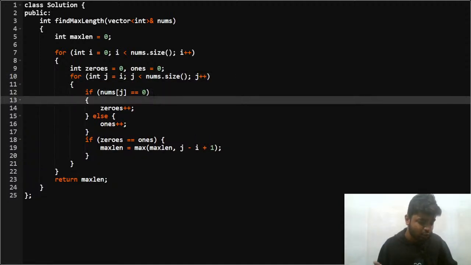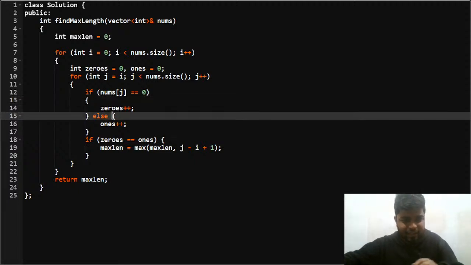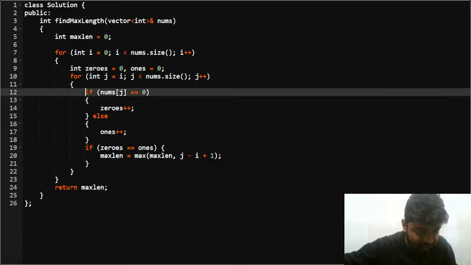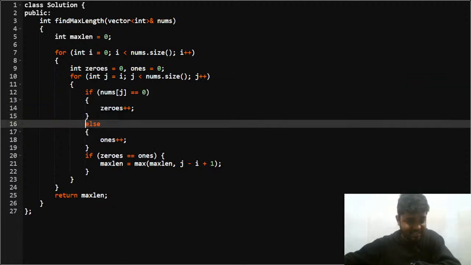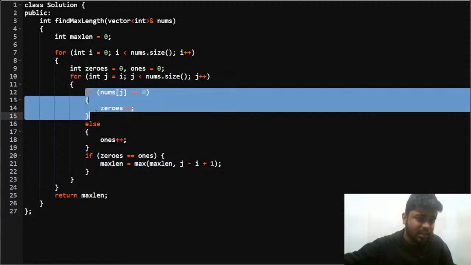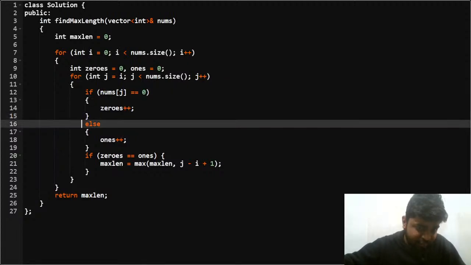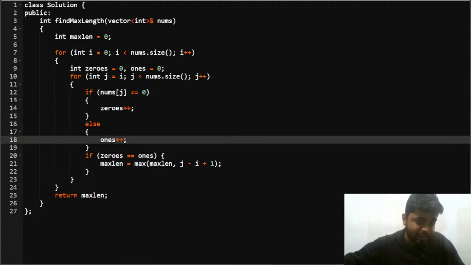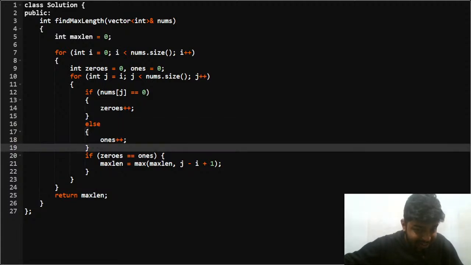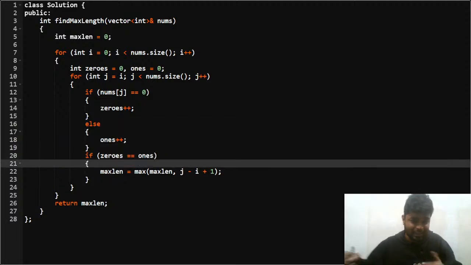You can do this in n cube as well, but n square is better, so why not n square? So if the current number, nums of j, is 0, then you do zeros plus plus and increment the number of zeros. If it's a 1, you increment the count of ones, and if the number of zeros and the number of ones is equal, right?